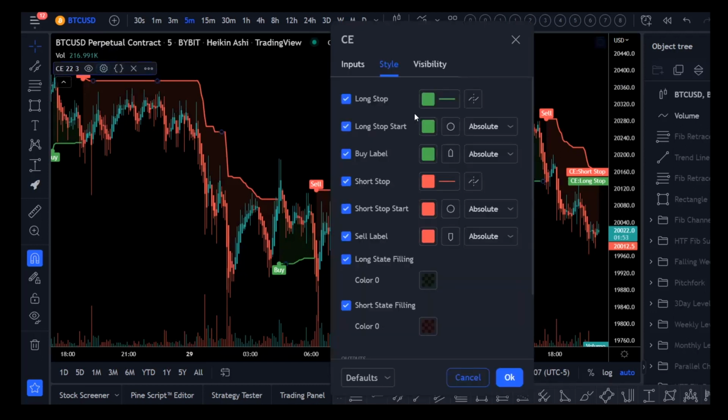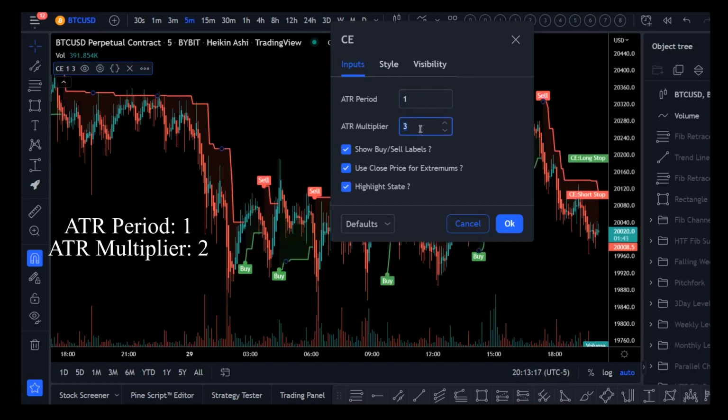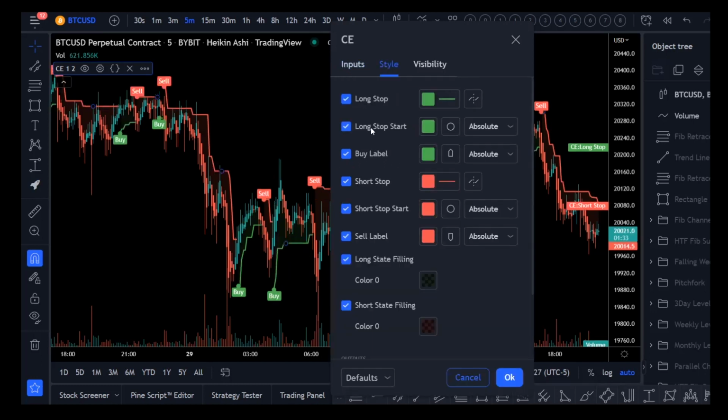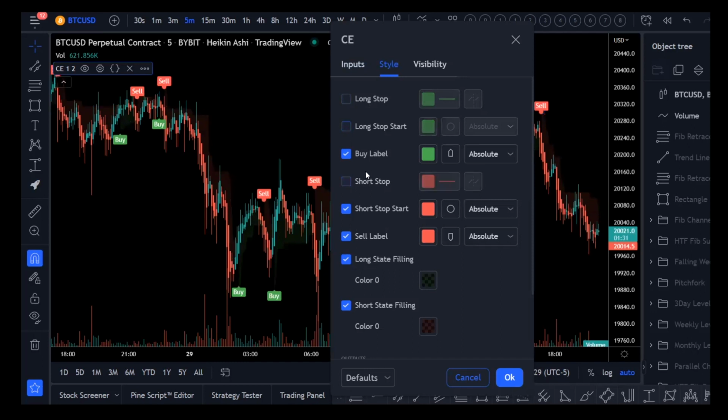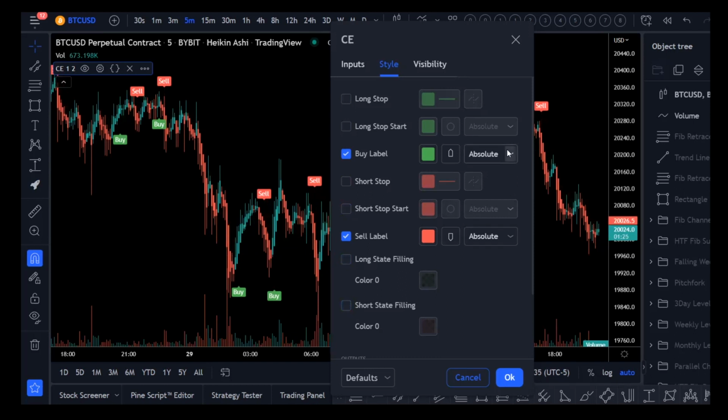This is at the top left here, and I want to go to the ATR period. And guys, I did not create this strategy, so I cannot take credit for it, but what I can tell you is that it is extremely profitable. I've tested it out and it's legit. So we're also going to go to style. Okay, we're going to uncheck everything except the buy and the sell label. Okay, so it's just going to be extremely clean.